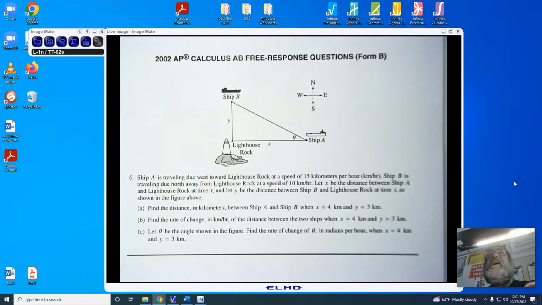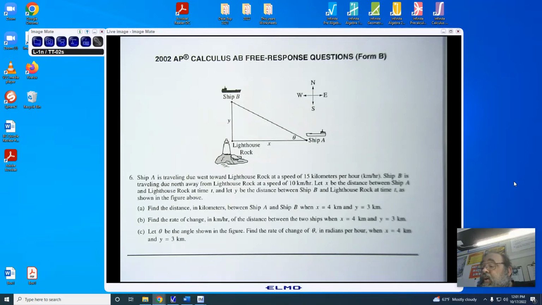And with this FRQ, what we're actually looking for is we're trying to just practice related rates and, frankly, get used to the idea of what an FRQ is. So let's just take a look.